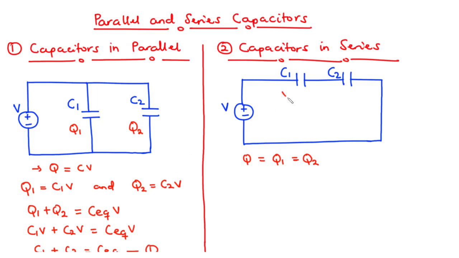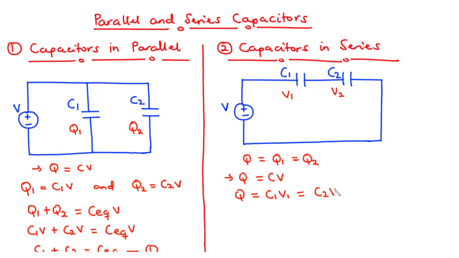Now let V1 be the voltage drop across C1, and V2 be the voltage drop across C2. What this literally means is that the sum of the voltages dropped across the capacitors is equal to the source voltage. Now from the formula Q is equal to C times V, we can say that Q, which is the total charge, is equal to C1 times V1, and that is also equal to C2 times V2.